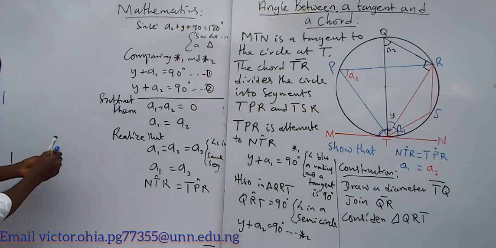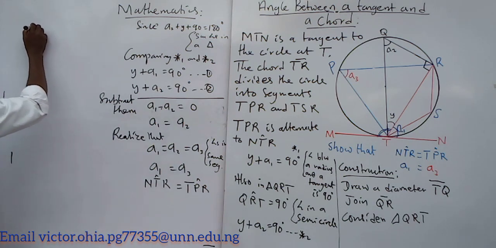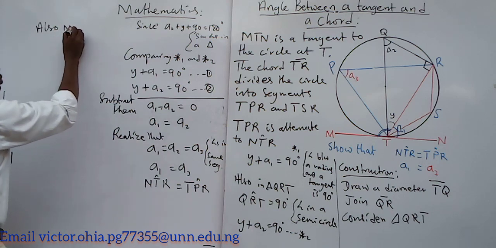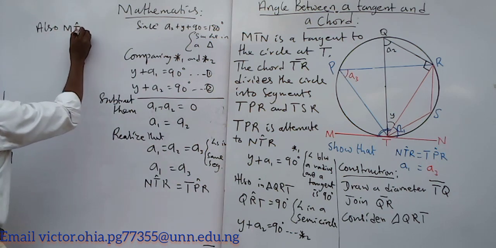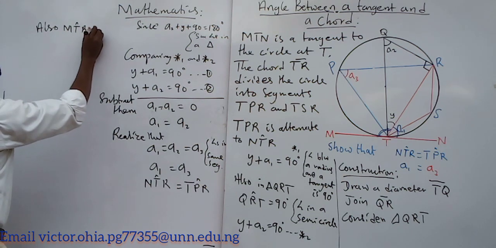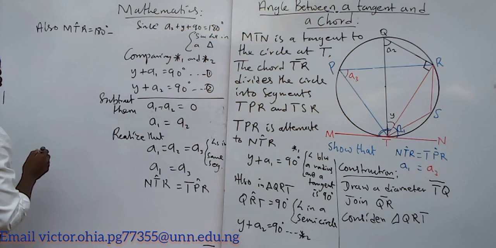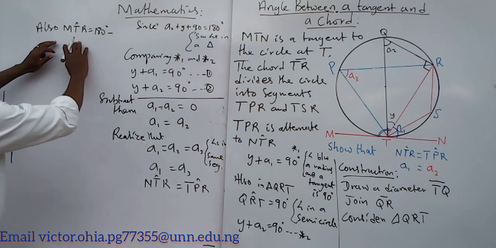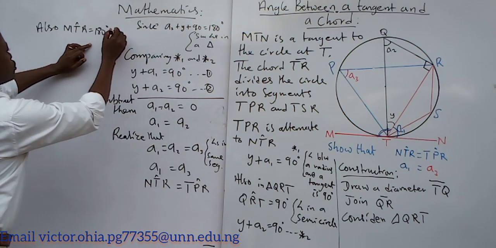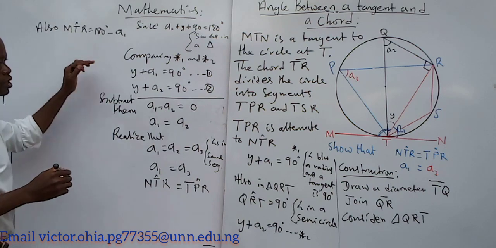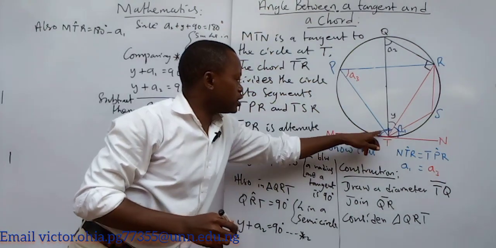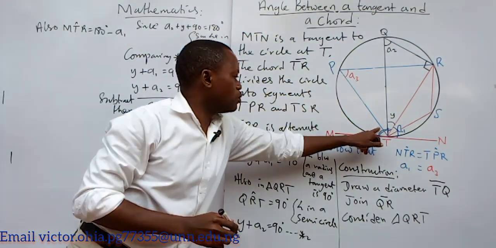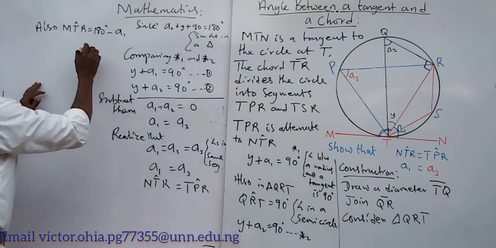This angle MTR is equal to 180 degrees minus A1, because they are angles on a straight line. This plus this will give 180 degrees. So this will be 180 minus this. Okay, so you can back it up there.